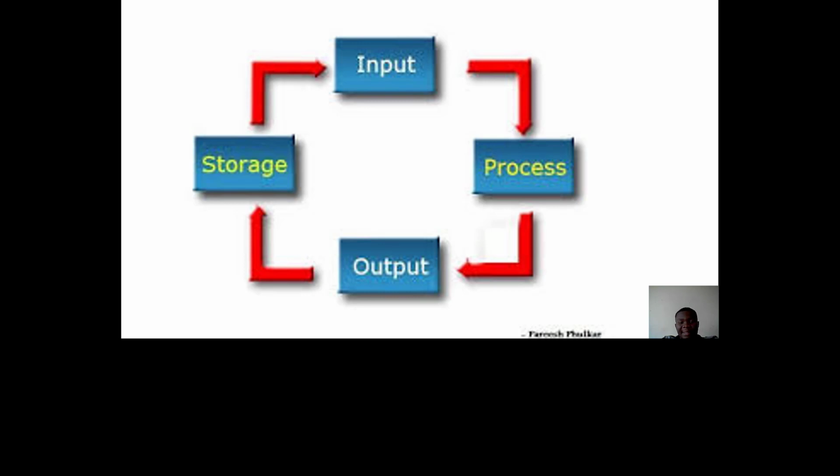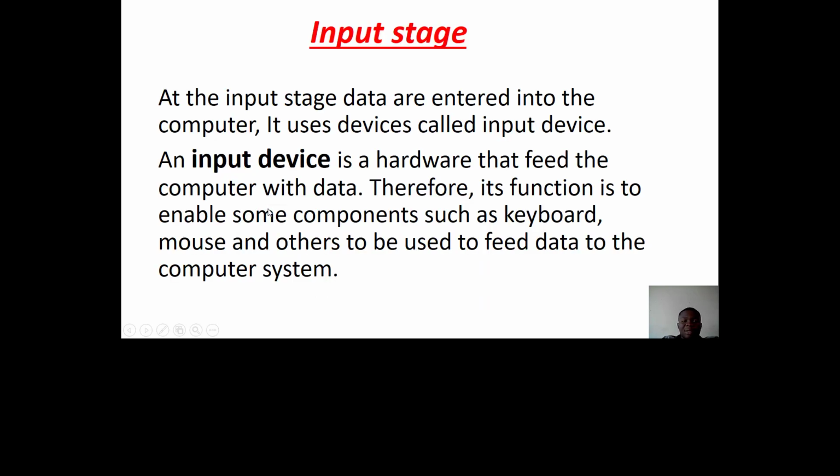So this is a diagram to represent the information processing cycle, similar to the corn mill machine. When you first input the raw materials, or you input the data, it processes, then it comes out to become the information. After the information, you store the information. That's the storage stage. So we have the input stage, the processing stage, the output stage, and the storage stage. So we move to the input stage.